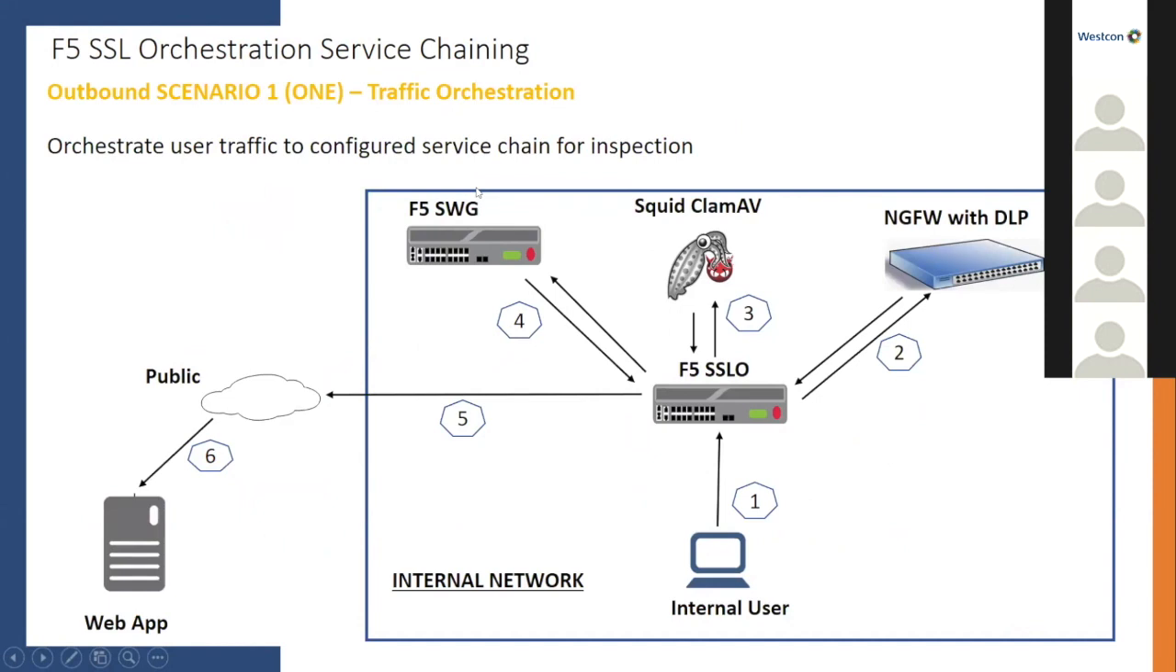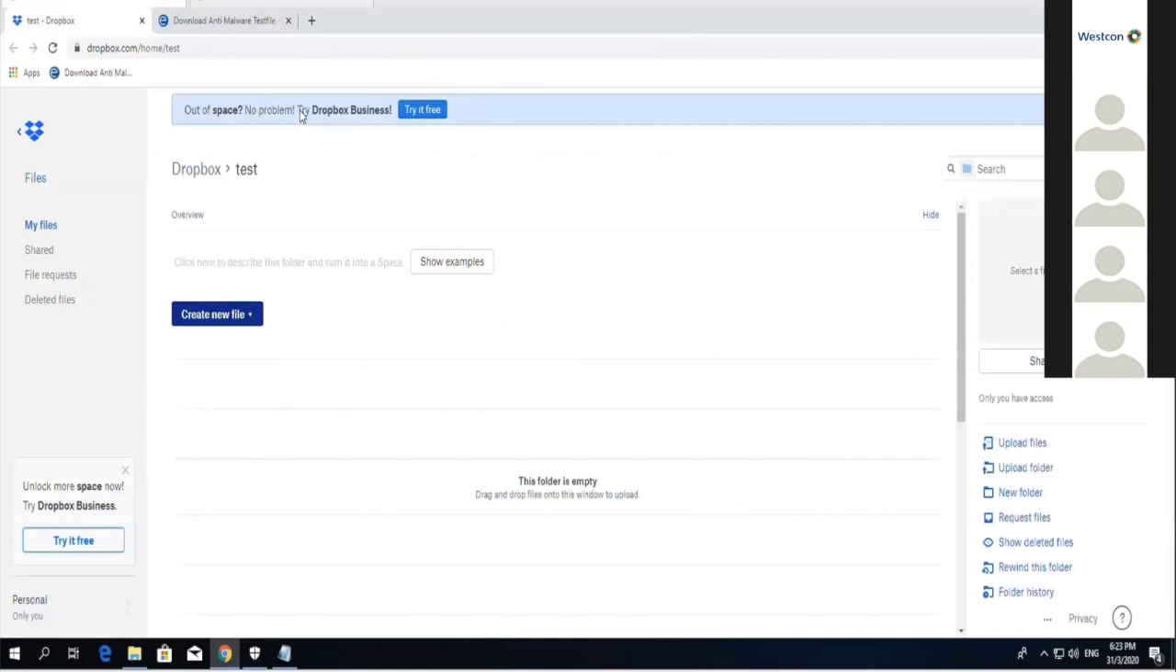The objective of this first scenario is, in the next slide, I will show you the video. We want to prove to you the objective for traffic orchestration. So let's move on to the demo portion. In this first demo, it will be similar to what you have seen in the first one, but we include F5 in the SSL inspection.